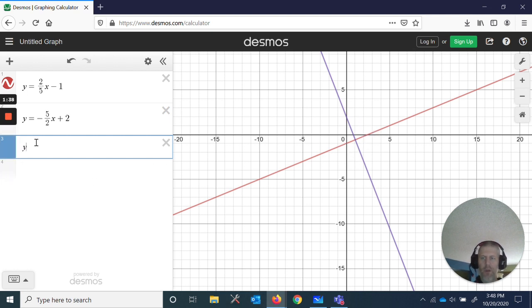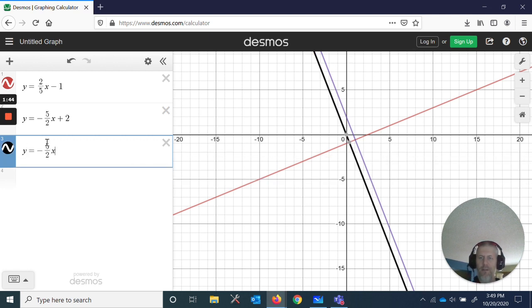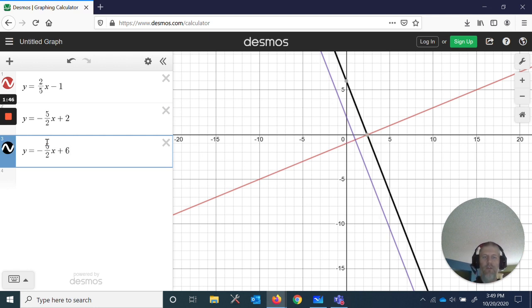The other example we did was y equals -5/2 x plus 6, I think was our example. And so you can see that just changes with the black line now. It changes where this crosses the x-axis, and it changes the intersection point for the red line and the black line from the purple line.